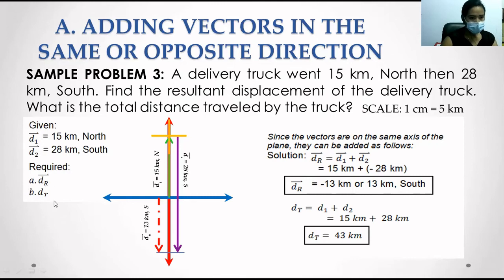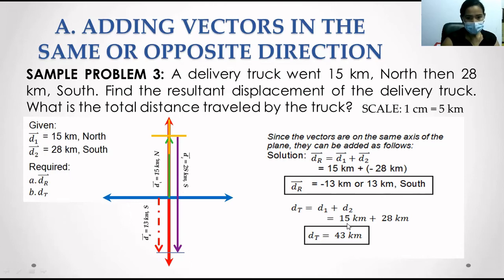For letter B, we are asked to find the total distance traveled by the truck. The total distance is given by d sub t equals d sub 1 plus d sub 2. All we have to do is simply get the sum of the magnitudes of our displacement without considering our direction. So the total distance is the sum of the path traveled by a body from the starting point to the end point of its destination.